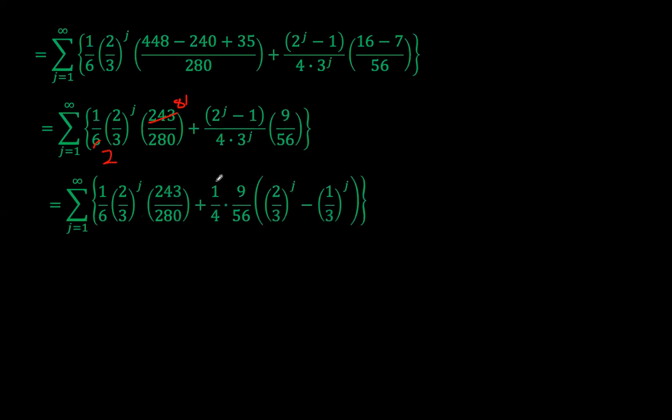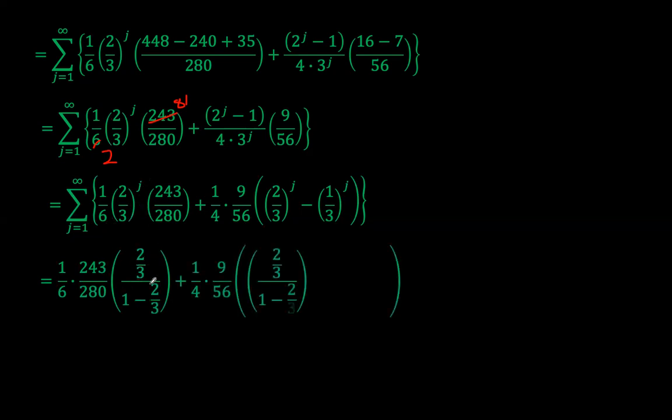Okay. So this 9 over 56 comes here, and we have a quarter. And then we are left with obviously (2/3)^j minus 1 over 3 to the power j. So again, this is a geometric progression. And so we can sum it with initial term 2 over 3 and common ratio 2 over 3. And again, here we have the similar thing. We have 2 over 3 initial value minus 1 over 3, which is our common ratio, over 1 minus 1 over 3.